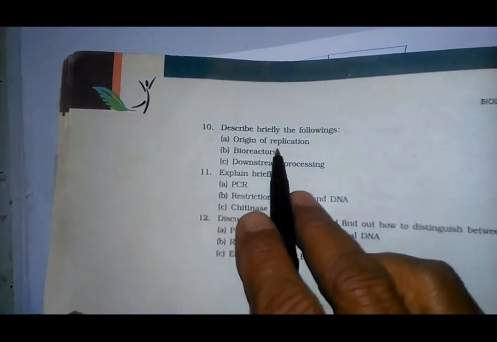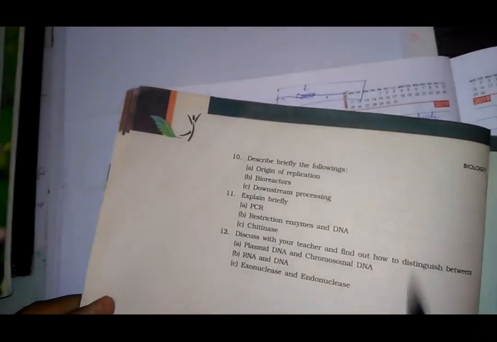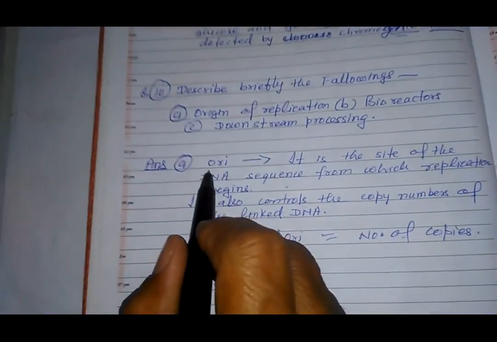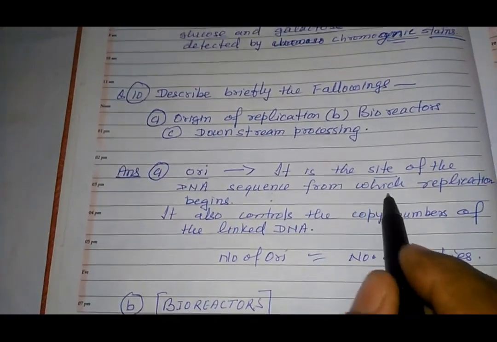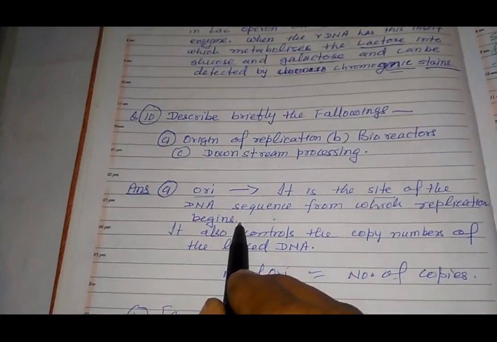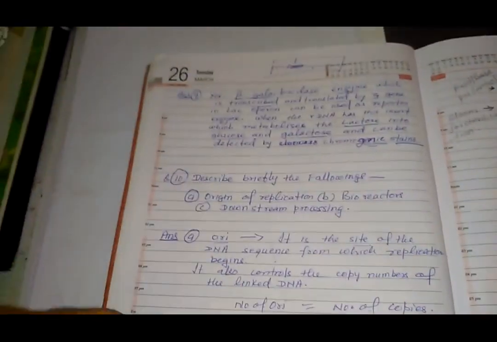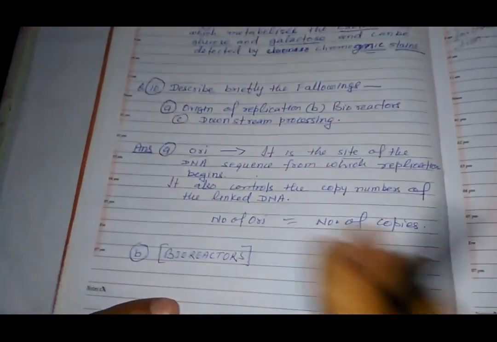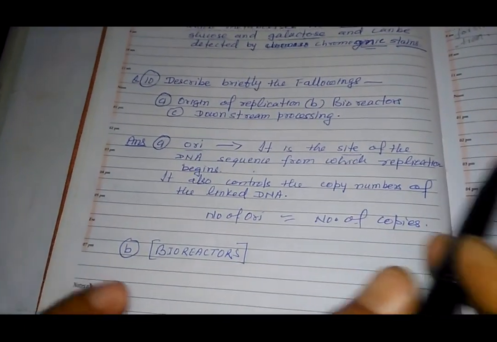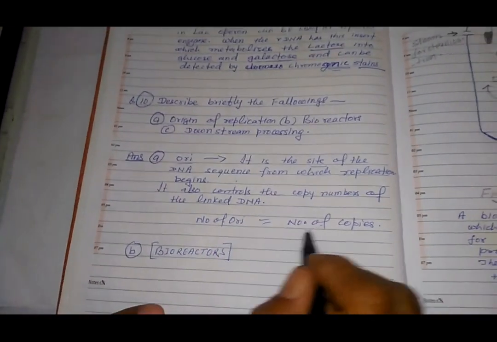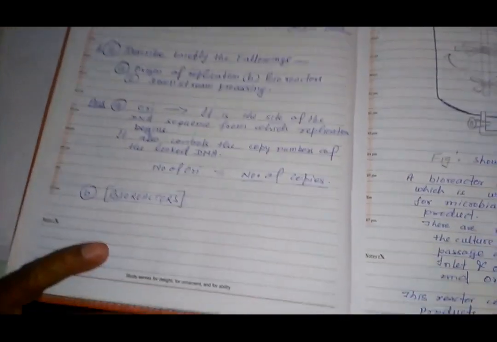Briefly describe the following: origin of replication, bioreactors and downstream processing. So now come to the ORI, or origin of replication. It is the site of the DNA sequence from which replication begins. As we know, ORI is the origin of replication. It is the site where the helicase enzyme fits and replication begins. It also controls the copy number. The number of ORI is equal to the number of copies it replicates.